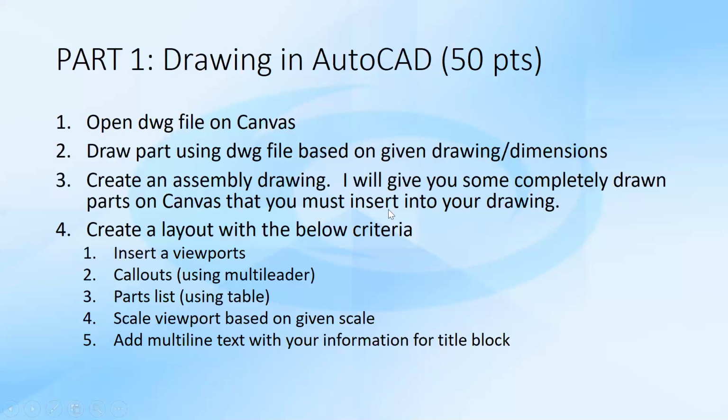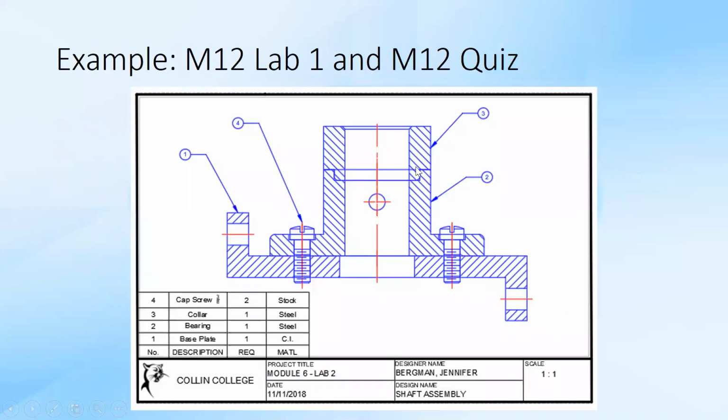Okay, so it needs to look professional. It needs to be centered. I need to be able to see all the part numbers. And it needs to be that scale I tell you to use. And then you'll add multi-line text for your title block. I'll give you the title block and you'll just add multi-line text. This is a great example of what the final exam will be like.